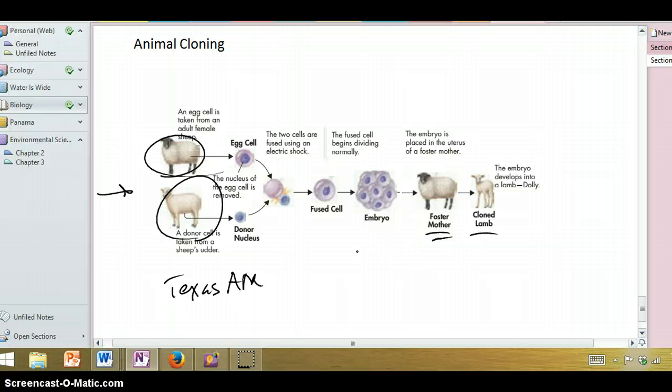And when you do it, the clone is not necessarily exactly alike the one you're trying to clone, because gene expression in clones can sometimes be different than in the organism you're trying to clone. But we'll talk about that in class.